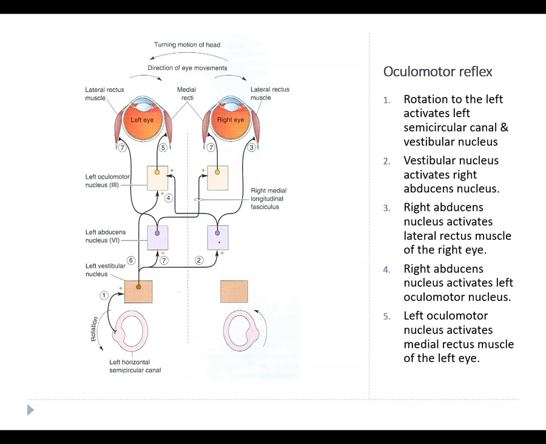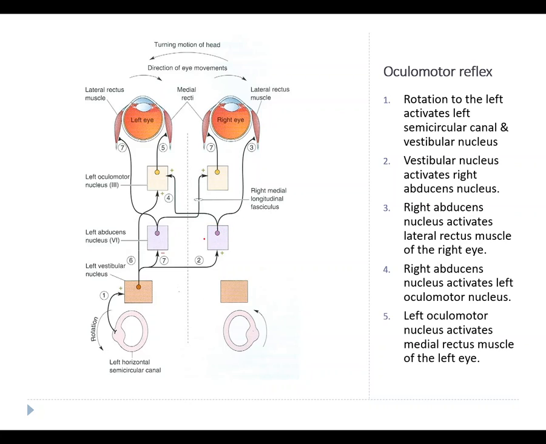And this is an excitatory signal. So this pathway, activation of the left horizontal semicircular canal, activates the neurons in the right abducens nucleus. It's called the abducens nucleus because the axons coming out of it go to the eye and form part of the abducens nerve, which is cranial nerve 6. And so these neurons directly activate the right lateral rectus muscle. That contraction pulls the eye this way, towards the right.